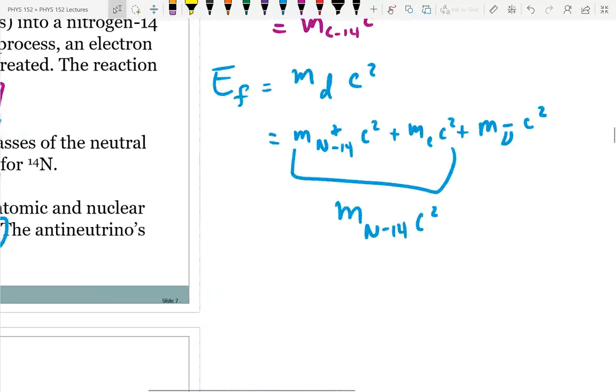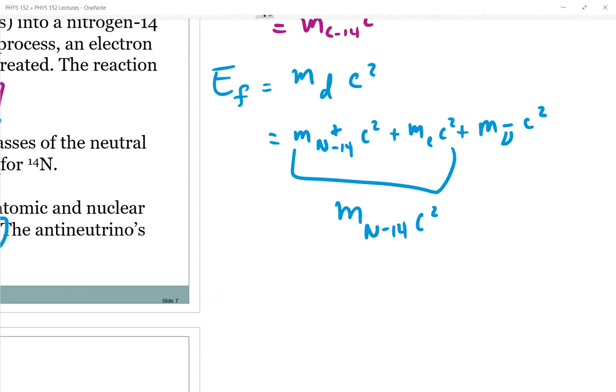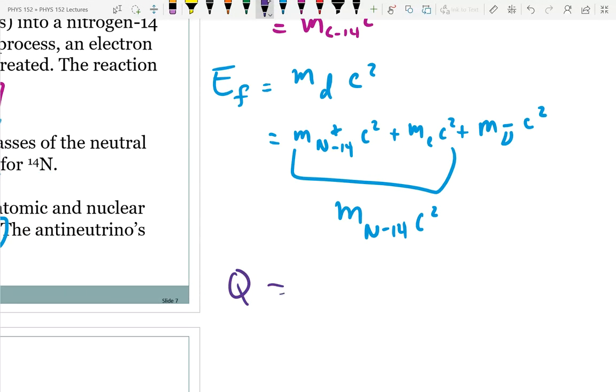So what I'm going to do here is calculate the disintegration energy, Q, which is equal to the energy released. How much energy is released? Well, the initial minus the final is going to be what was released.